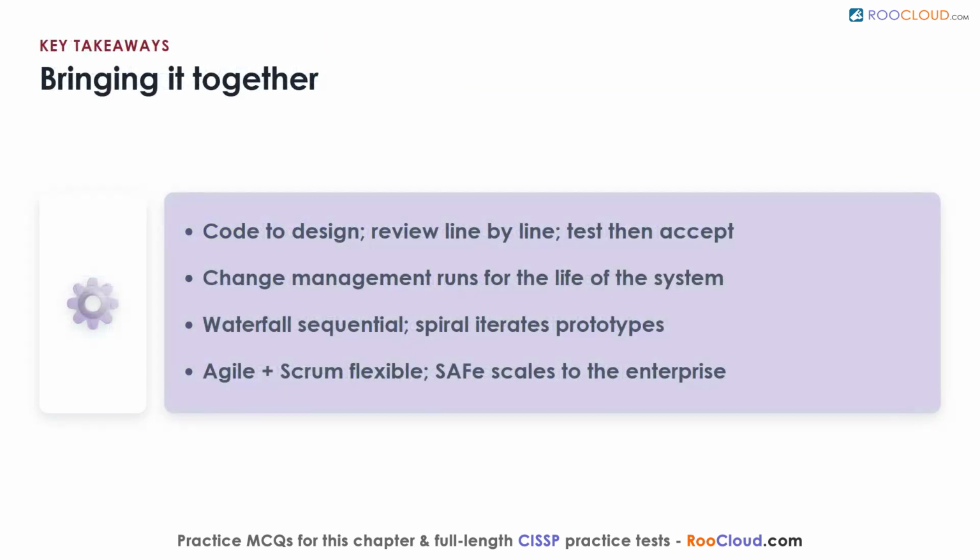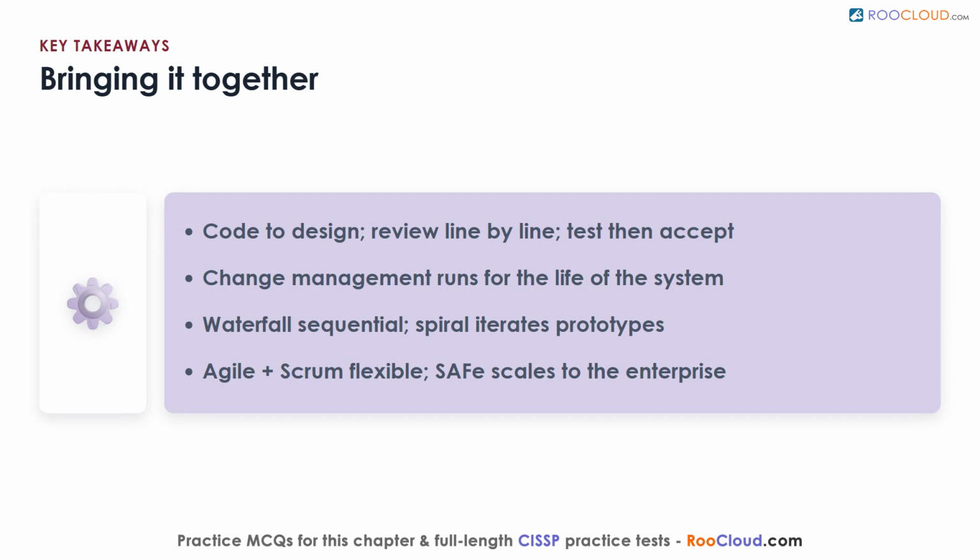So let's bring it together. Coding follows an approved design and gets checked through line-by-line walkthroughs. Then testing moves from developers to users, adds regression checks, and ends in formal acceptance. Change management runs for the life of the system, always through a formal process.